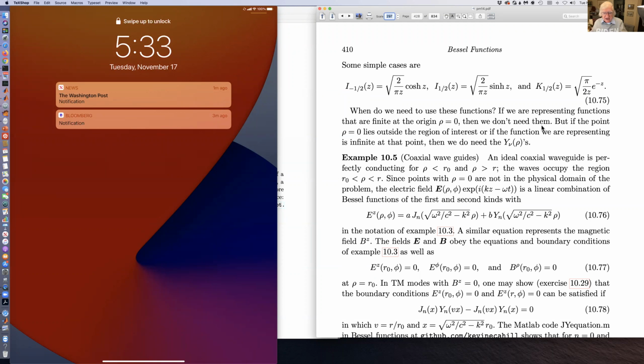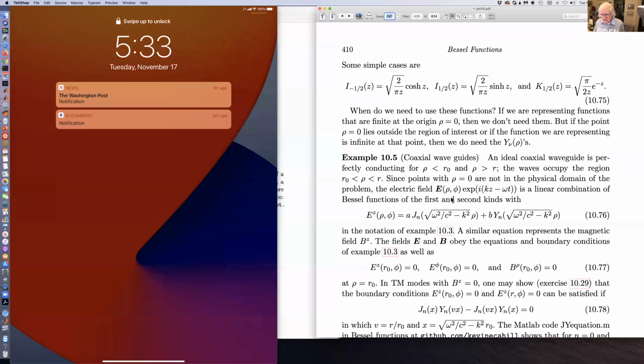There, if you have an idealized coaxial waveguide, you've got a perfectly conducting center cylinder and a shell that's perfectly conducting. The waves occupy the middle region, which I think for structural reasons is typically plastic. Anyway, the points rho equals 0 are not in the physical domain of the problem because we're trying to figure out what the electric and magnetic fields are in the region that's either vacuum or plastic.